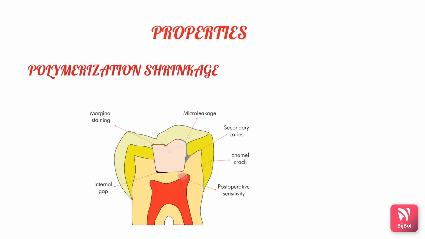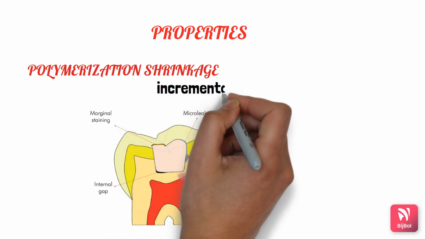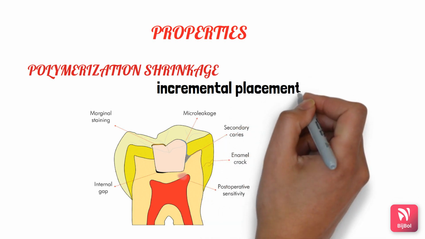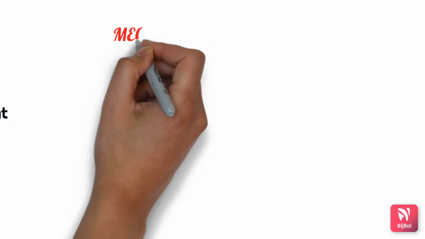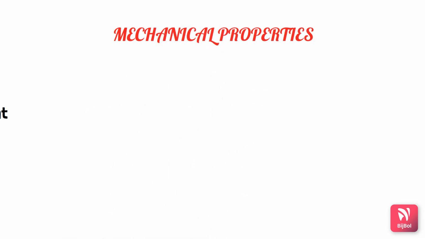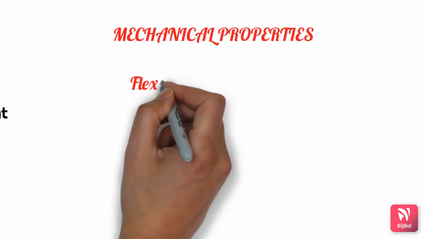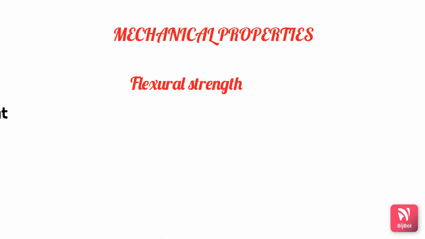Thus the hybrid composites shrink only 0.6%, while the microfill shrink 2 to 3%. So, this can be countered for polymerization shrinkage. And also the incremental placement of the composite helps in countering the polymerization shrinkage. Now we'll discuss the mechanical properties of the composite resin.